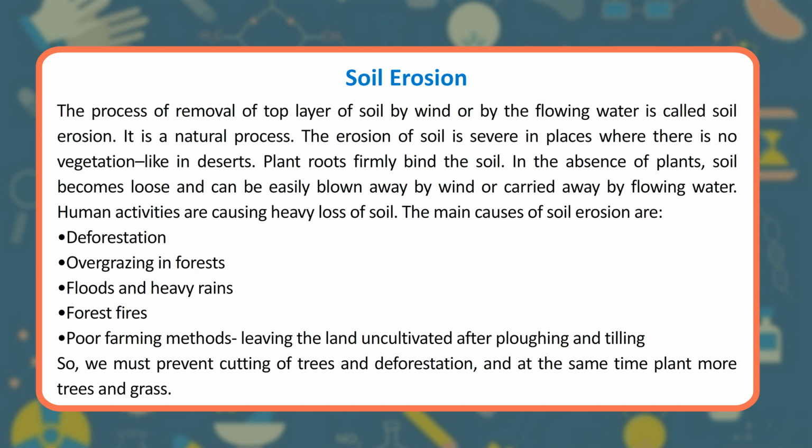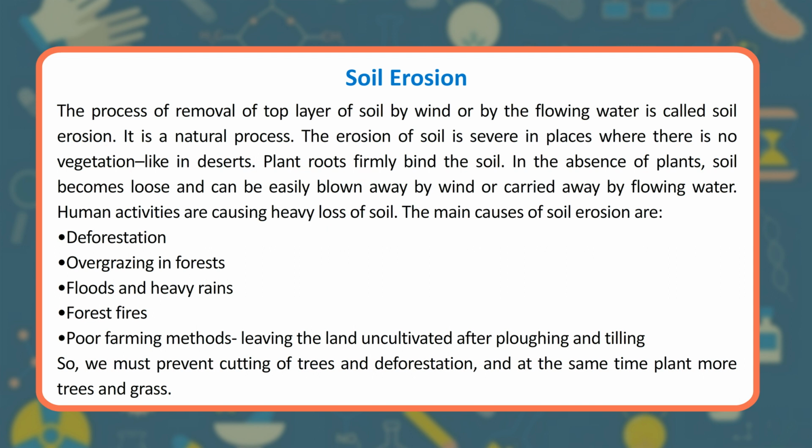Soil erosion. The process of removal of top layer of soil by wind or by the flowing water is called soil erosion. It is a natural process. The erosion of soil is severe in places where there is no vegetation like in deserts. Plant roots firmly bind the soil. In the absence of plants, soil becomes loose and can be easily blown away by wind or carried away by flowing water. Human activities are causing heavy loss of soil.